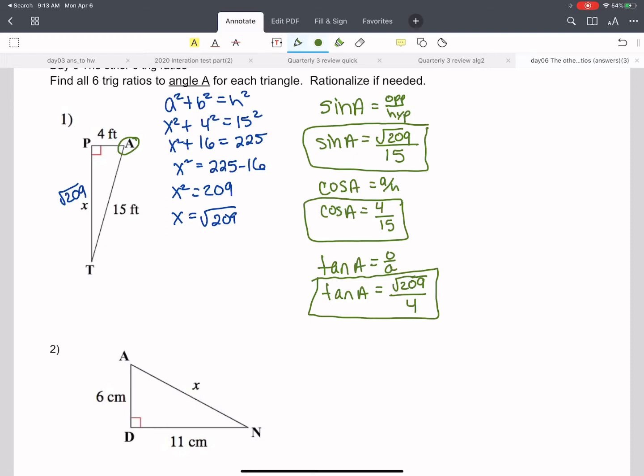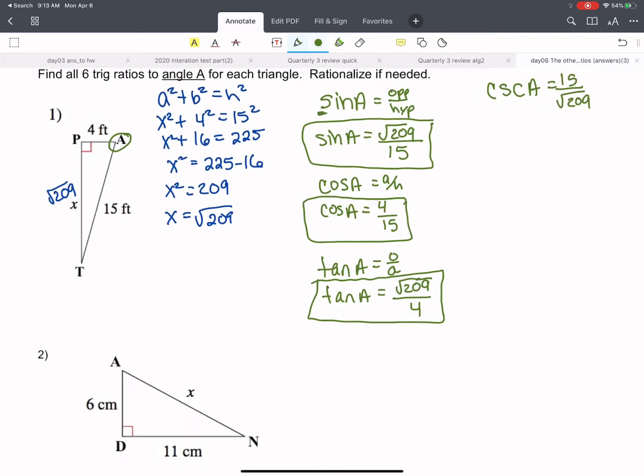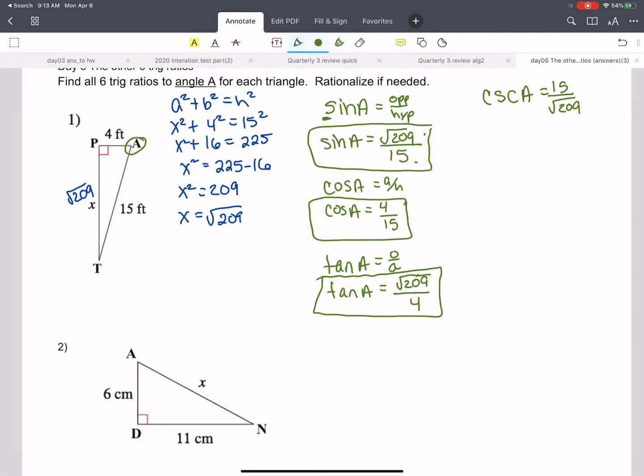Now let's get the others. So that would be why I have here sine starts with the S, so I know the other weird one starts with a C. It's not weird, but the reciprocal one. And it's not cos, it's cosecant. You get used to it. Cosecant of A would be the reciprocal of this. So it would be 15 over square root 209. Or you can think of it as hypotenuse over opposite, or you can think of it as 15 over square root 209. Any way you want to look at it.